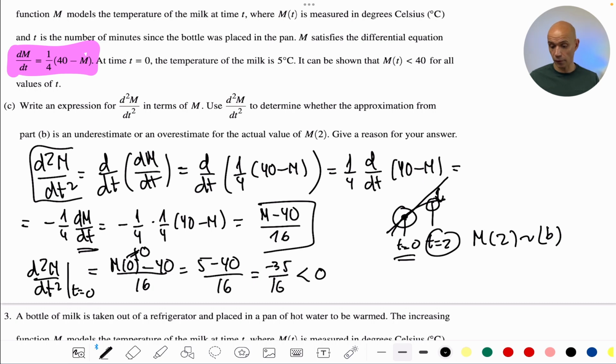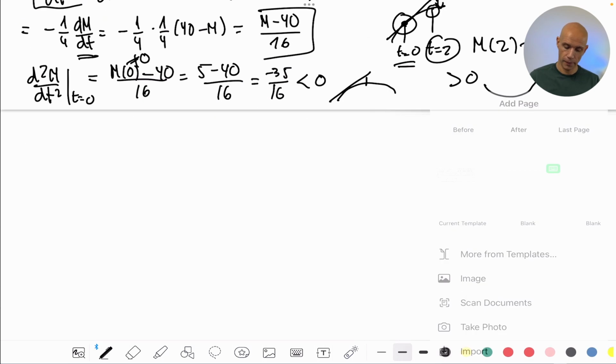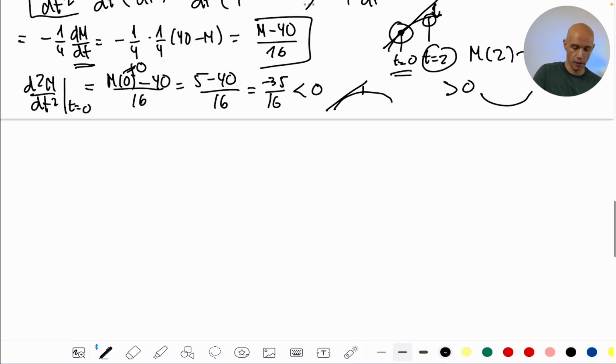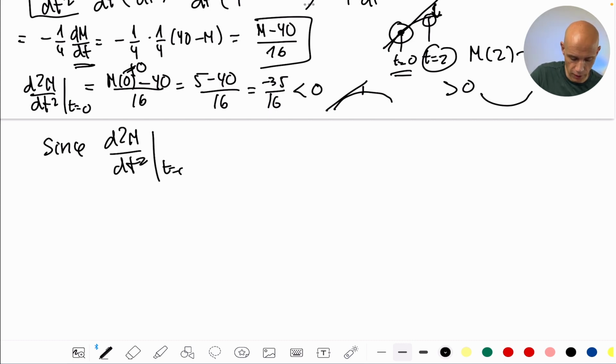And if it's negative, just remember that it's like the maximum, or something like this. If it would be positive, it would be like the minimum. And then just plot your line. Clearly, it's an overestimate. So you can jump directly here and say, look, since the second derivative of m at point t equal to 0 is negative, then it's an overestimate. That's it.